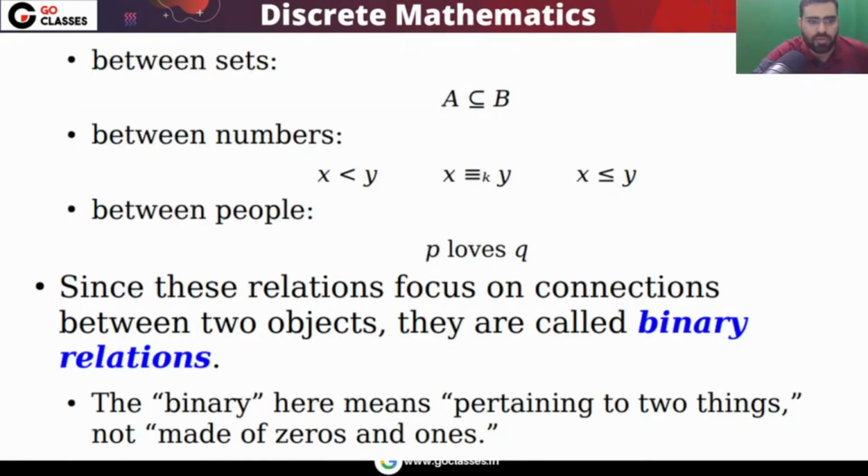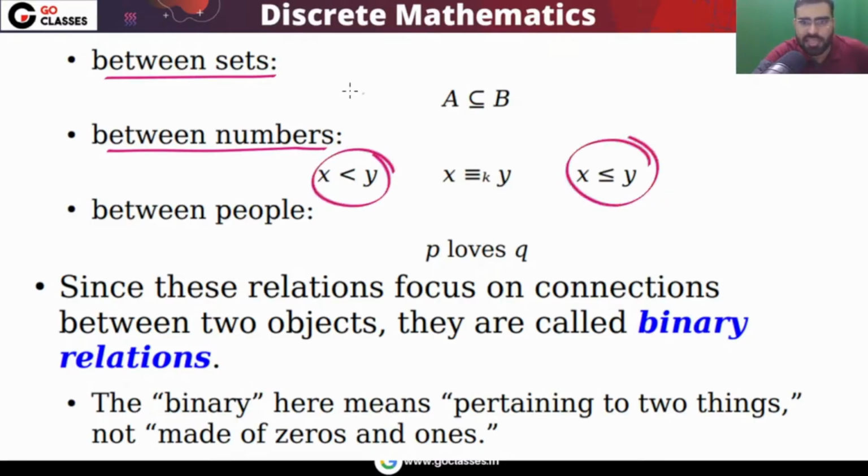Now let's move on. These are examples of the type of relation you can define. Between sets, you can define the subset relation, the superset relation, and many other types of relations. Between numbers you can define less than or equal to, and these are the different relations. And this is x modulo k is equal to y modulo k. This is the modulo k relation.